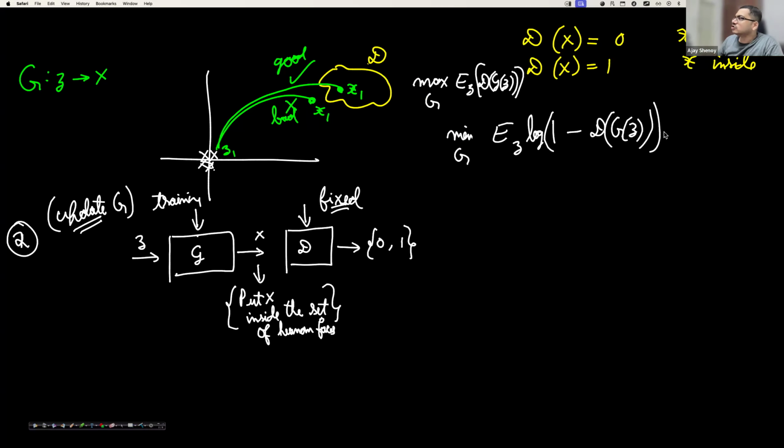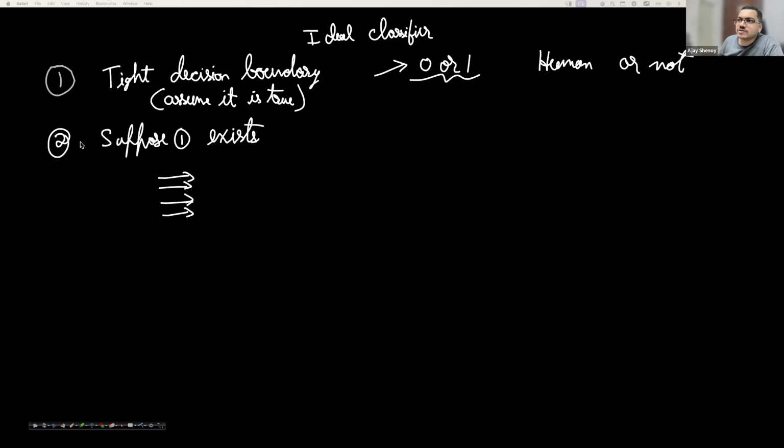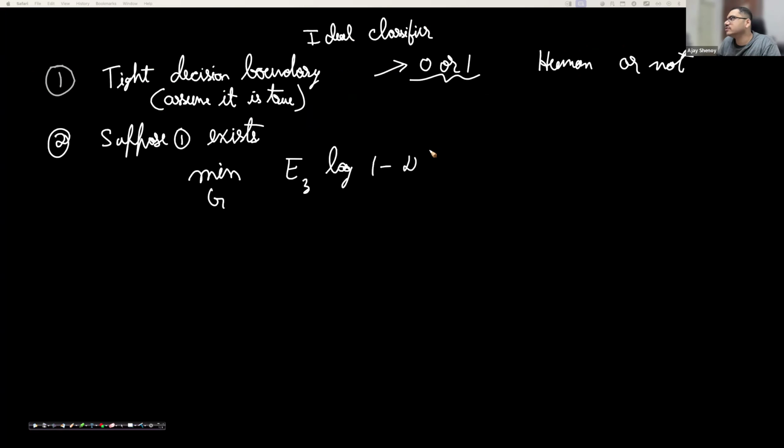All right. So this happens to be one part of the loss function of GAN, which is the main focus of what we want to do today. Now the second part is the following. In fact, I called this number 2. So we'll go back here. I said suppose 1 exists, right? Then we do the following. That is, we minimize over g the expectation over z of log of 1 minus d of g of z.